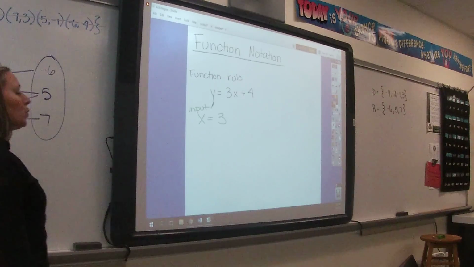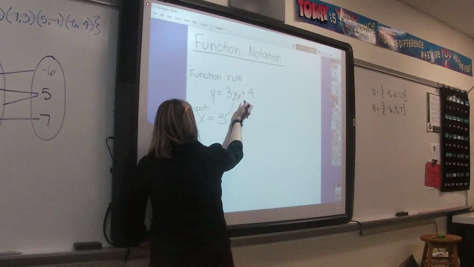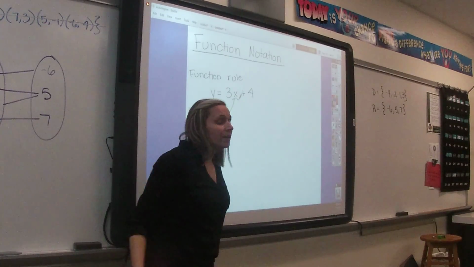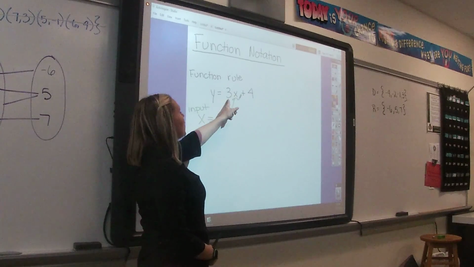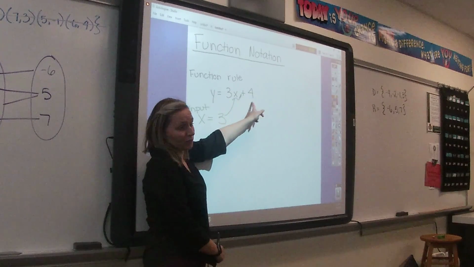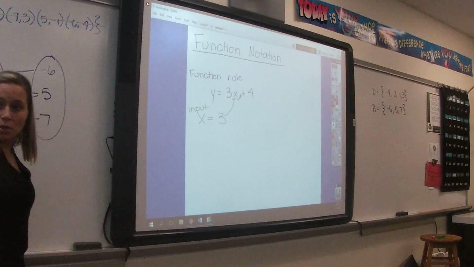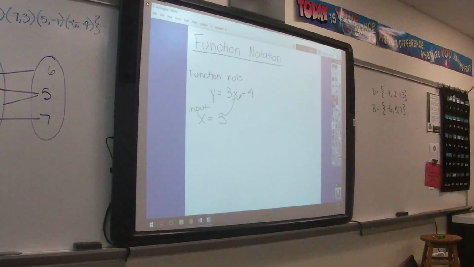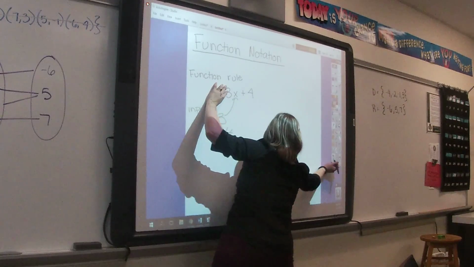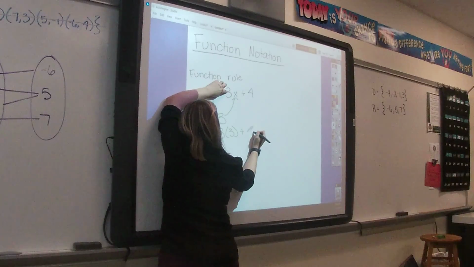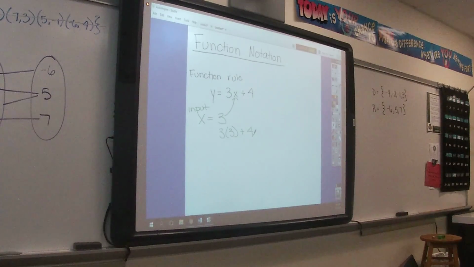The reason why we'll use the word input is because we're literally going to put it into the given equation. So instead of saying 3 times x plus 4, we're going to say 3 times 3 plus 4. I'm just replacing the x with the value that I now want to assign to it.